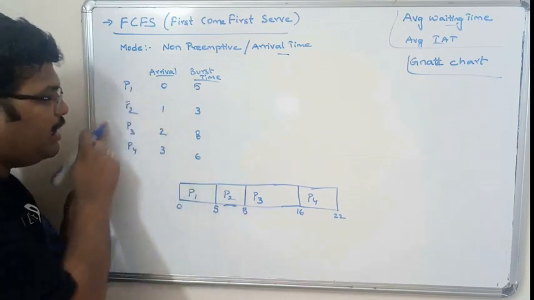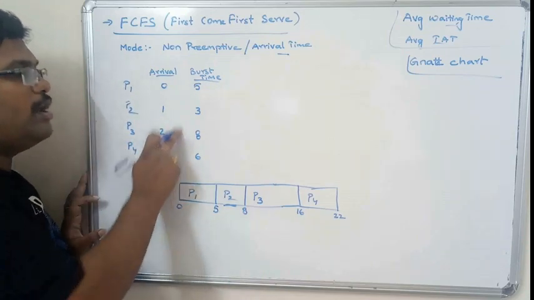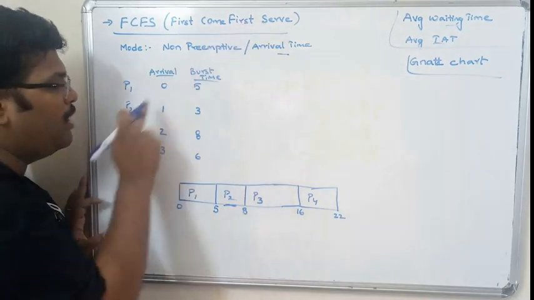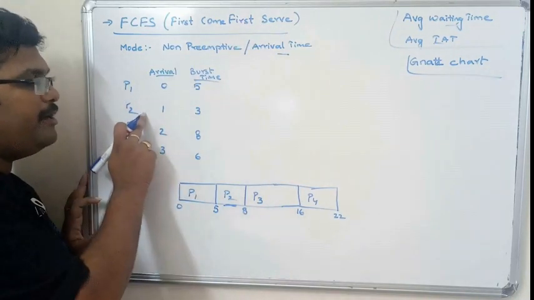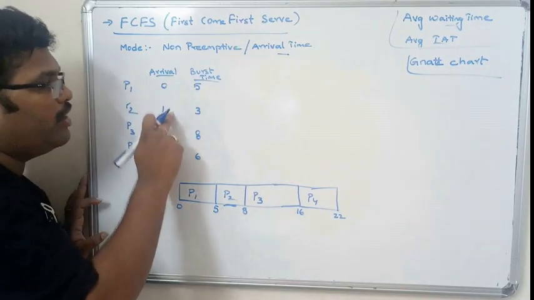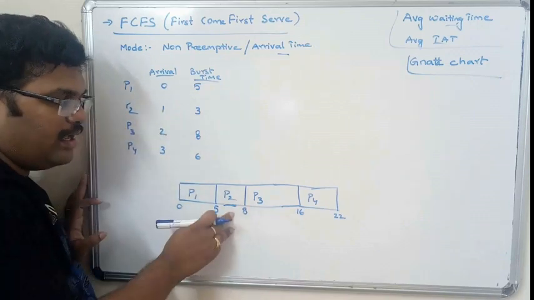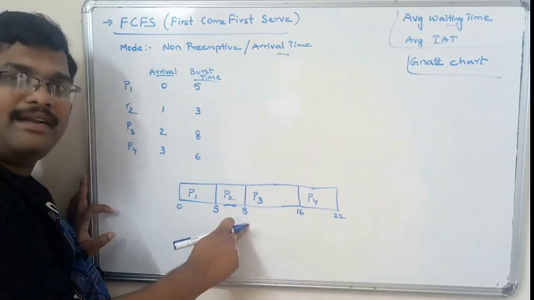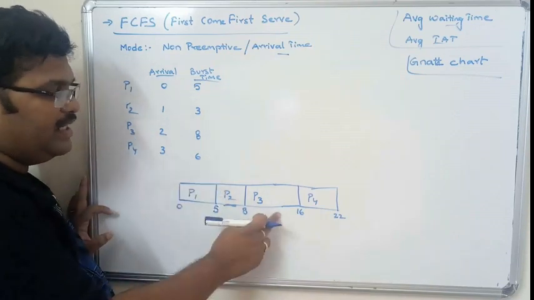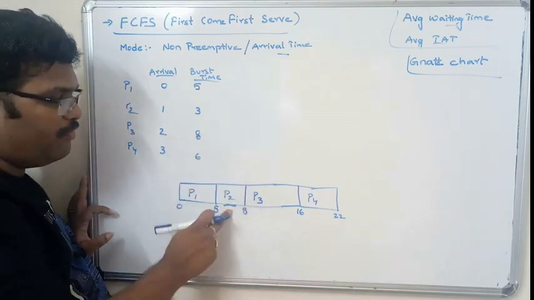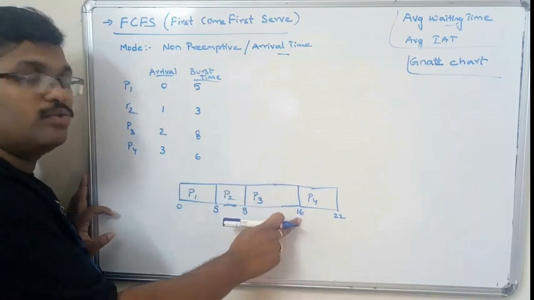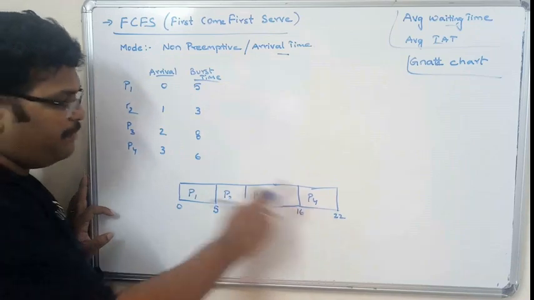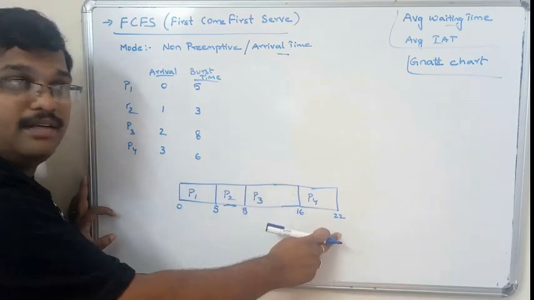And at the time of 5, there are 3 processes available in the ready queue. So among these 3, we have to select only one. That is based upon first come first serve. Among these 3, P2 comes first into the ready queue according to the arrival time. So P2 is allocated to the CPU. It takes 3 milliseconds. So 5 plus 3, 8. Next P3 is given to the CPU after completion of P2 and it takes 8 milliseconds. So 16, complete 16. And P4 is allocated to the CPU. It takes total 6 milliseconds.